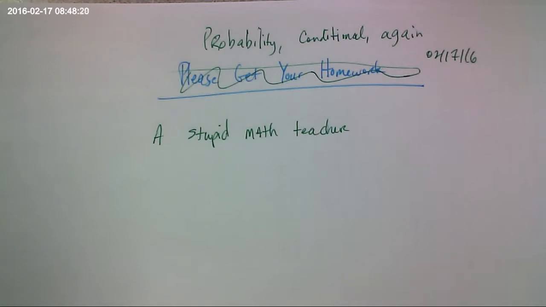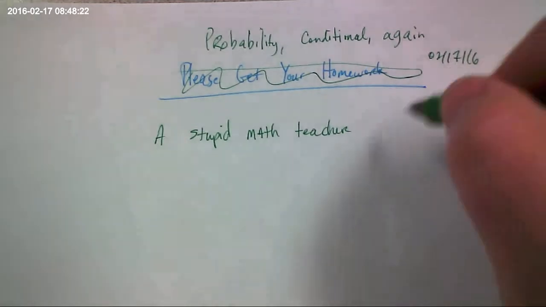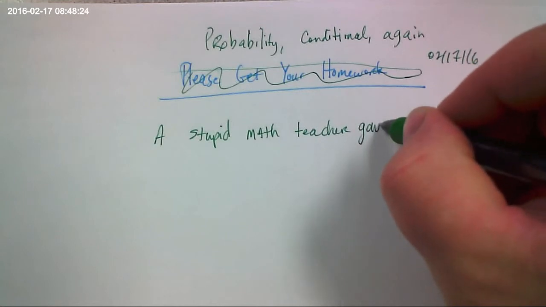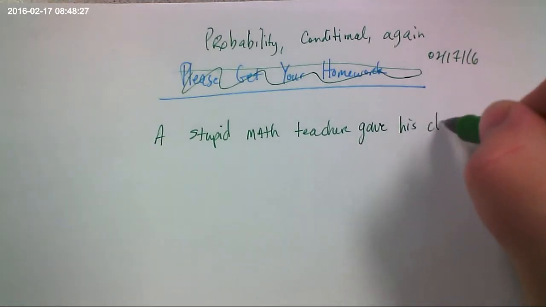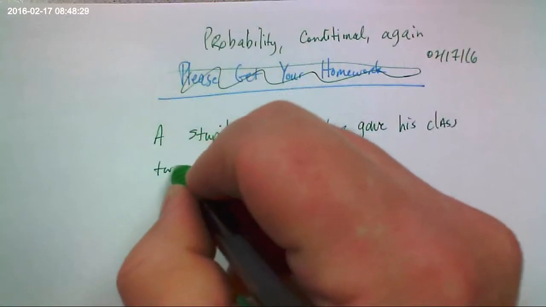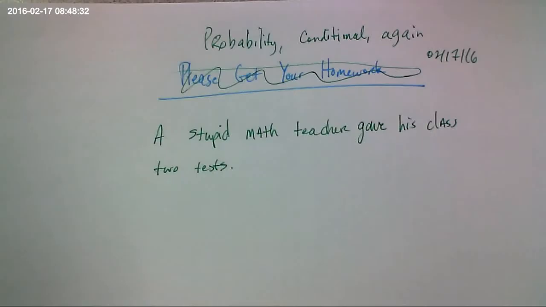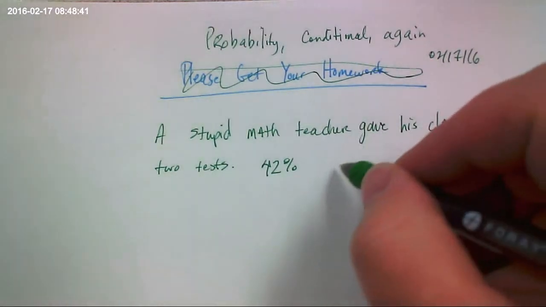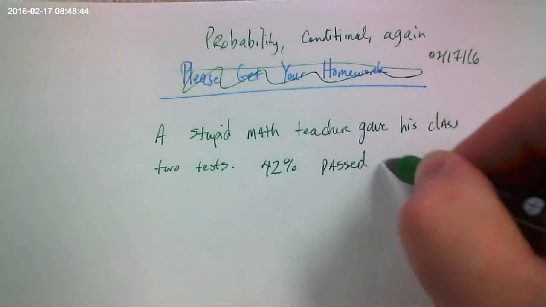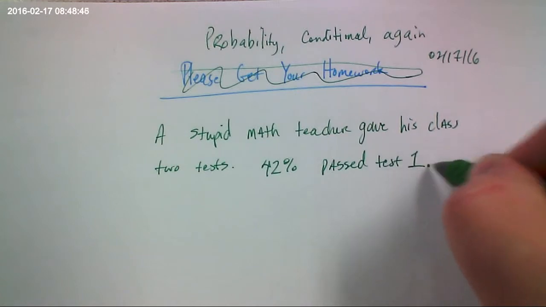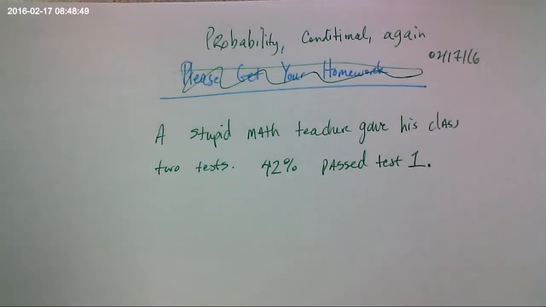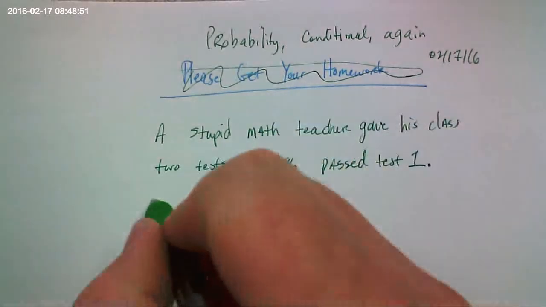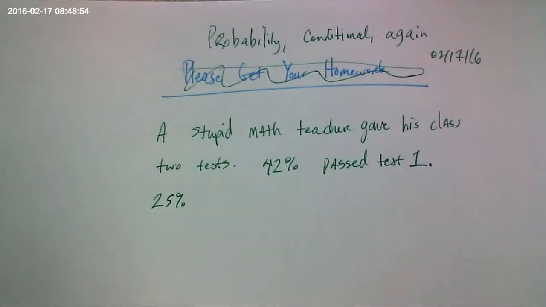So we got this stupid math teacher, right? And he gave his class 2 tests. Alright, so here's how that works, Sophia. 42% passed the first test. 25% passed both.